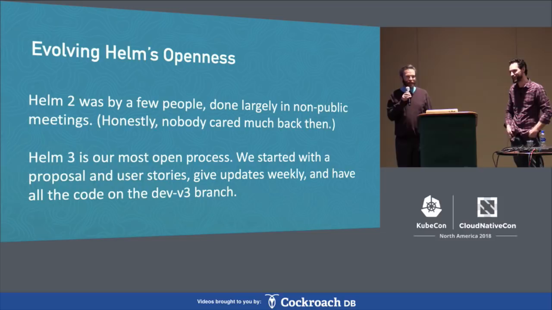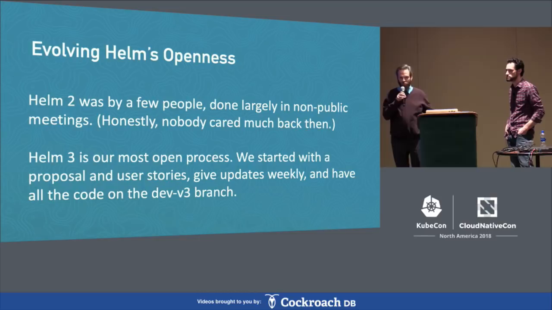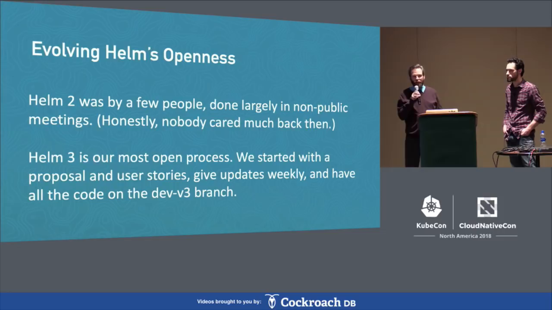With Helm 1, when we set out to do it, there were basically a very small group of us doing it. Kubernetes was at 1.1 or 1.2 or something like that when we started. And our development process was the team at Deis wrote it behind closed doors and got it to a particular point and then released it as an open source project. And that's a very typical way of starting a new project, right? Then Helm 2 came along, not too much later.